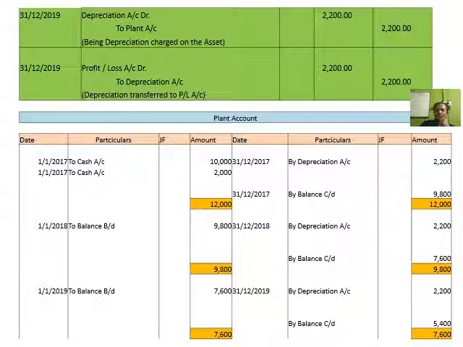Next, if you go for the third year, here you will find the balance is 2,600, and this balance is again transferred to the next year's opening balance.